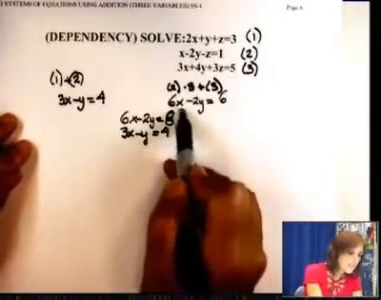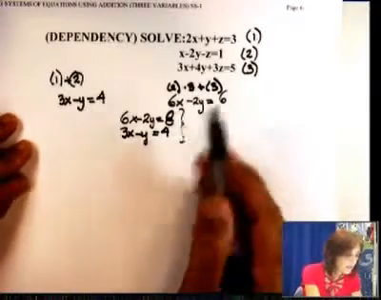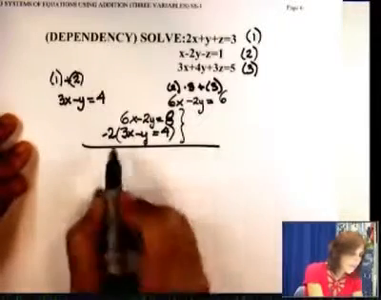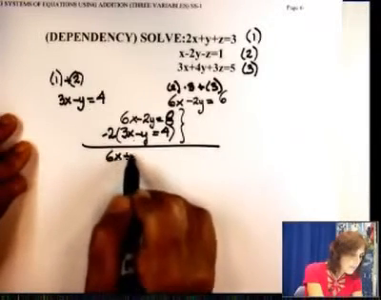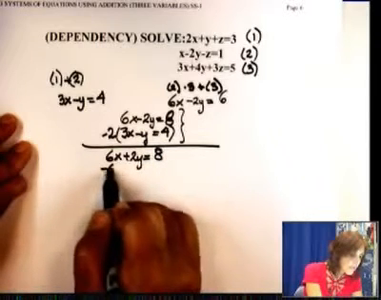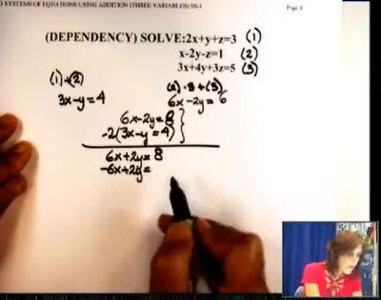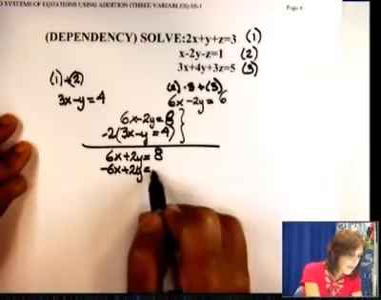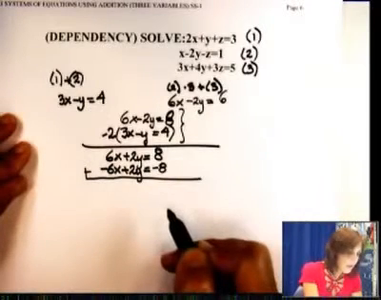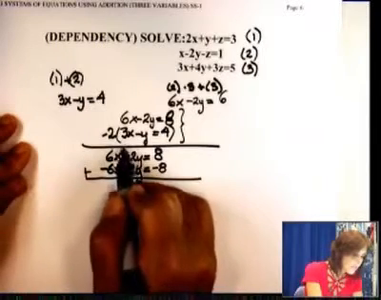Now let's look at this. Do these two look anything kind of close? Let me show you. When you multiply the second one by negative 2, you're going to get negative 6x plus 2y equals negative 8. And the first one is 6x plus 2y equals 8. So when you add, oh, sorry, I keep making those mistakes.